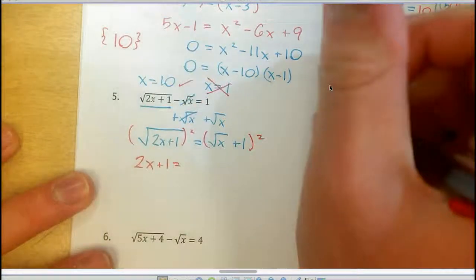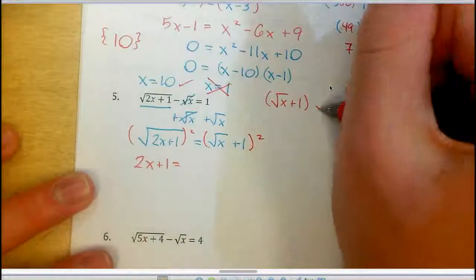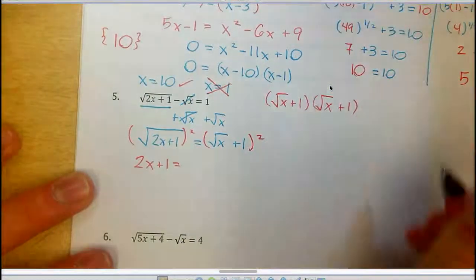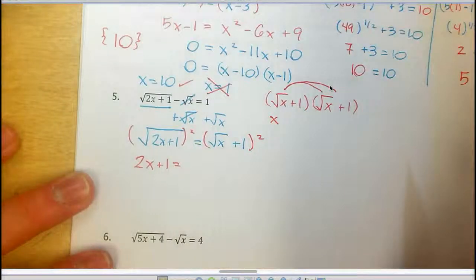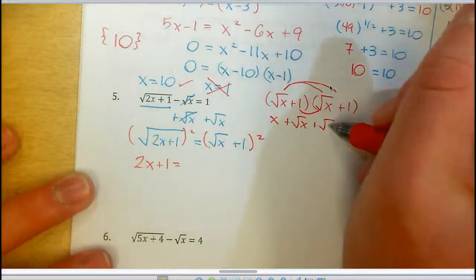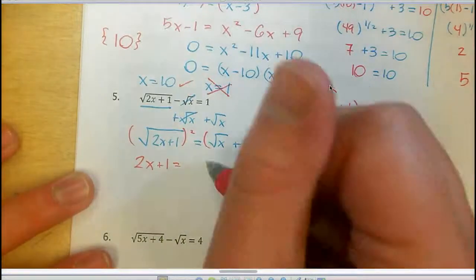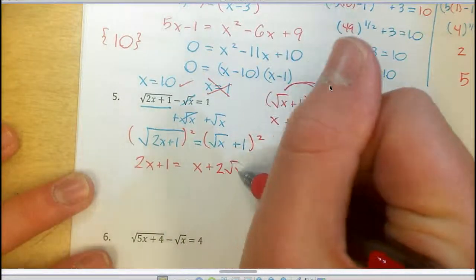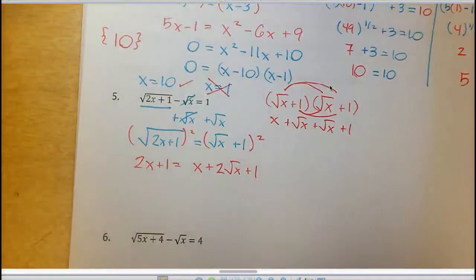On the right side, let's actually write this out so you can see how this works. Radical x plus 1 times itself is going to give me the following. Radical x times radical x is just x. Radical x times 1 is radical x, so I have a plus radical x. I have another plus radical x from the inner terms, and then finally 1 times 1 is just 1. So I end up getting x plus 2 radical x plus 1 when I square this binomial over here on the right side. Okay, so what I'm going to do now is, because I still have a radical in my problem, I'm going to work on isolating that radical.